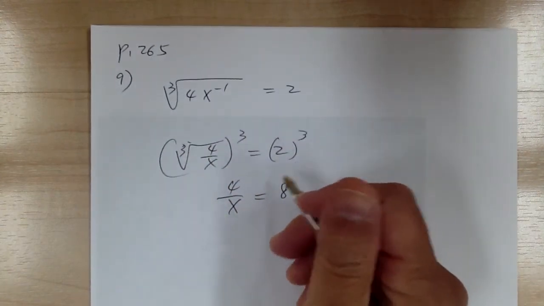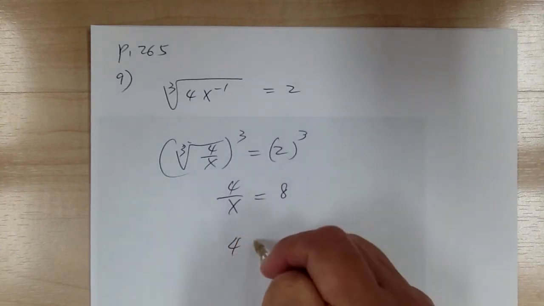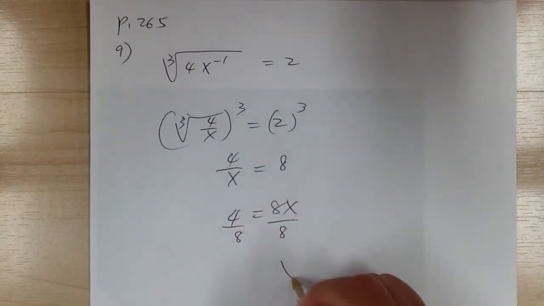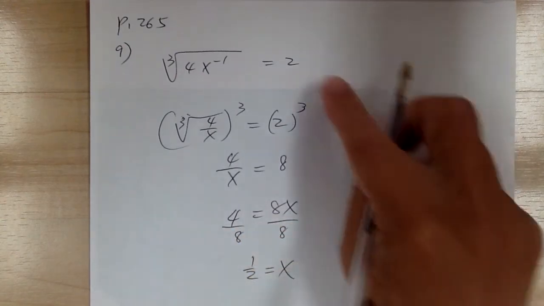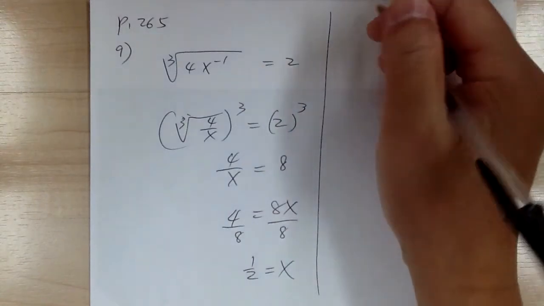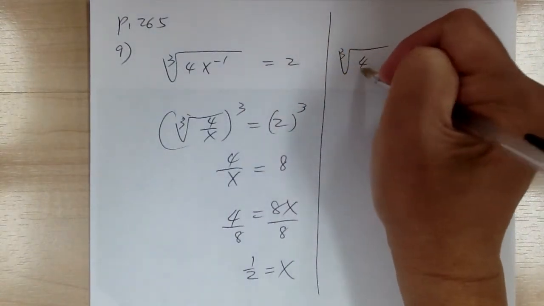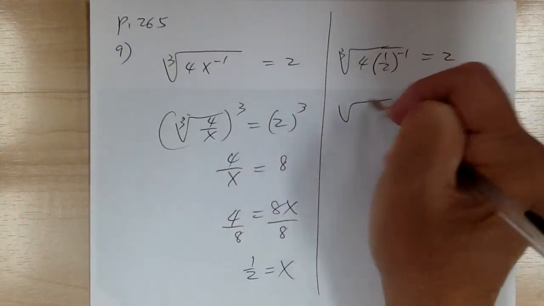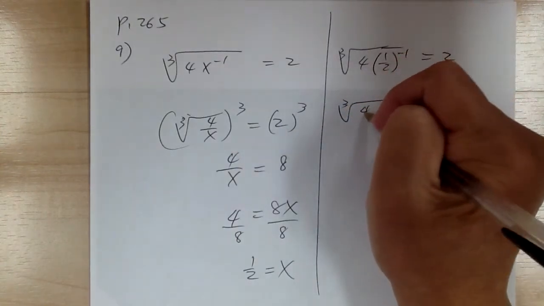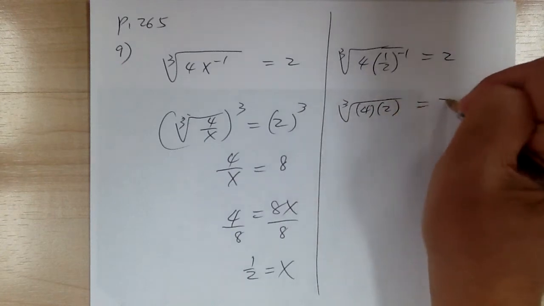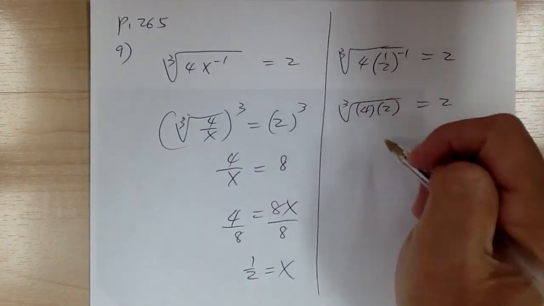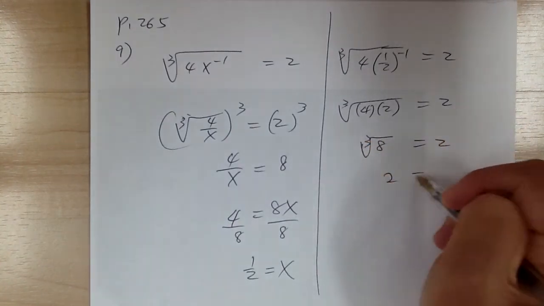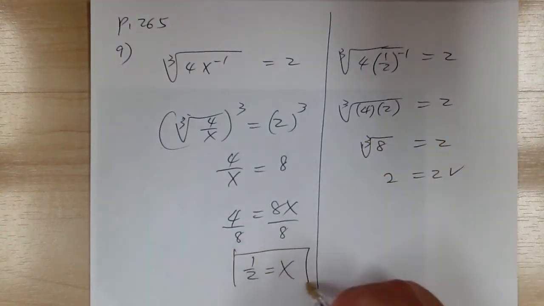Multiply by the common denominator or cross multiply. So you got 4 equal to 8x. Then you divide by 8, divide by 8. So x equal to 1/2. You can check your answers. Come back over here, check your answers. So you got cube root of 4 times 1/2 to the negative 1 power equal to 2. So this one you flip over, so it becomes 4 times 2. And this will give you 8. So cube root of 8 equal to 2. So you got 2 equal to 2. So it checks. So this one is good.